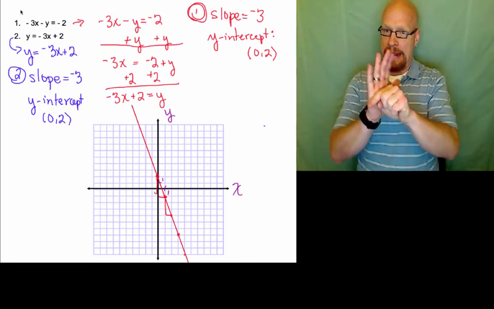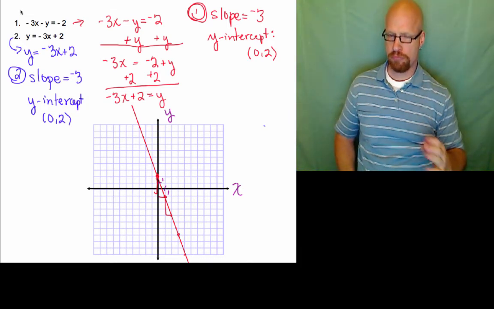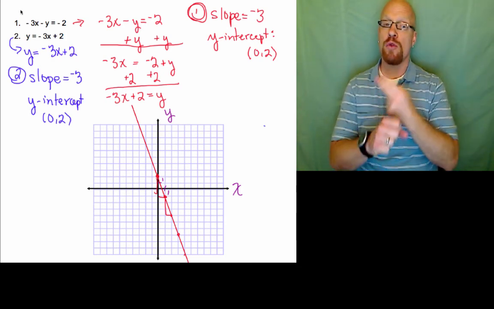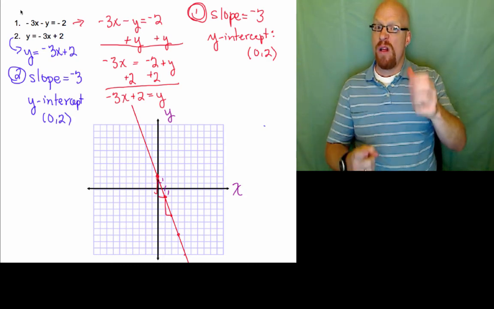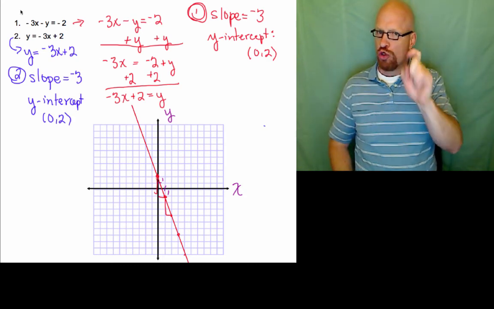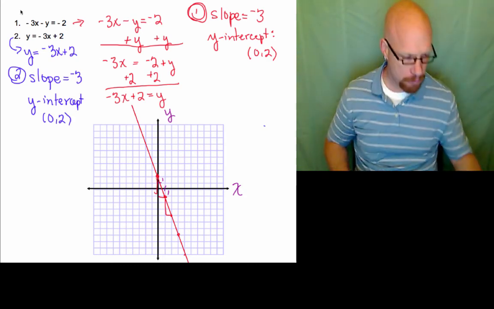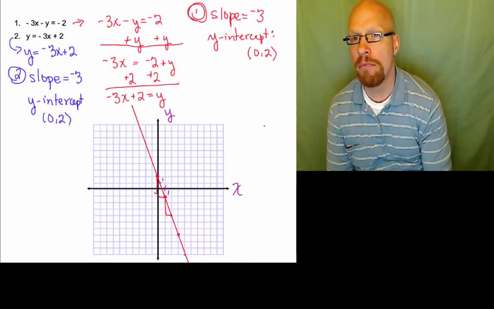Okay, now you can see the red line here, and that the slope is -3, so it's going to go down from left to right. And the y-intercept is 0, comma 2, which is on the y-axis right there as we see. Now we're going to graph the second equation in blue, and it should be in the same place as the red line.